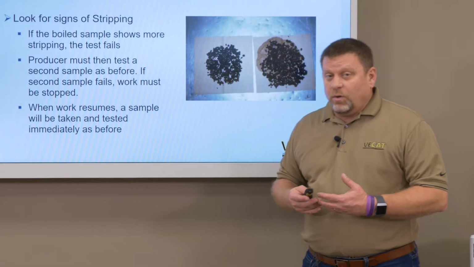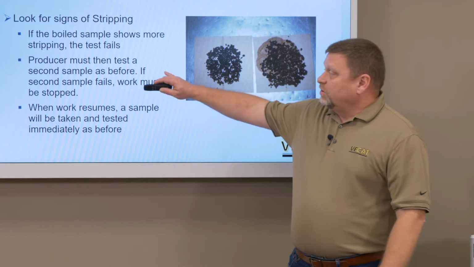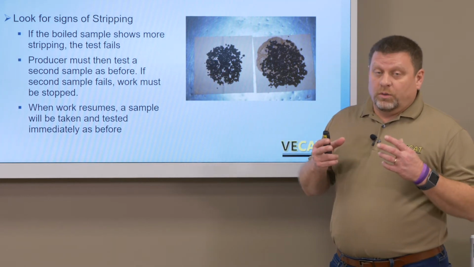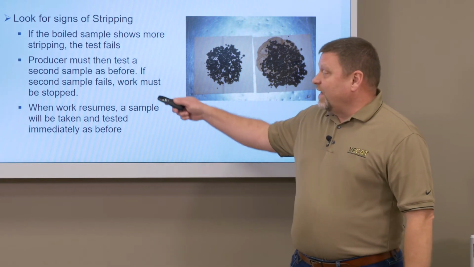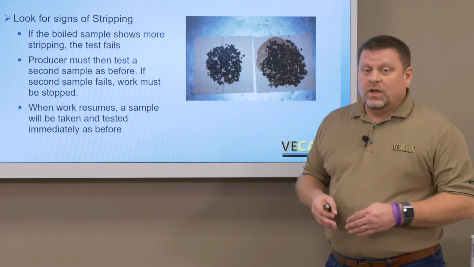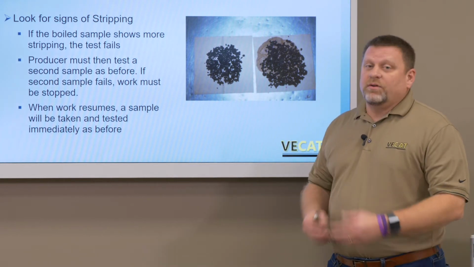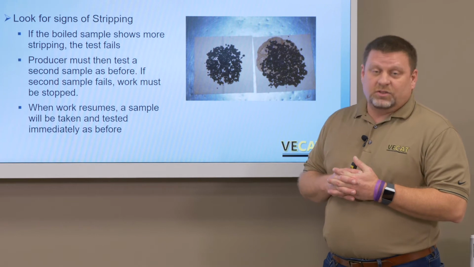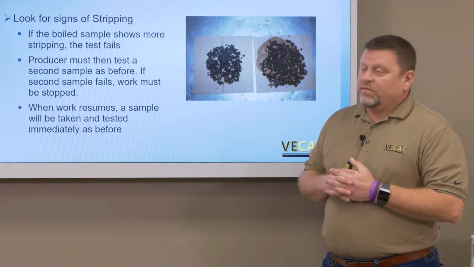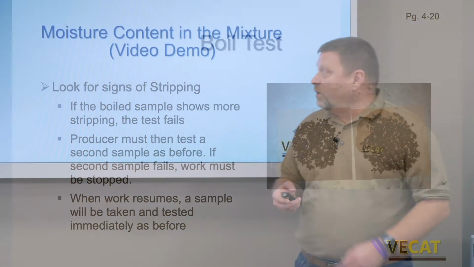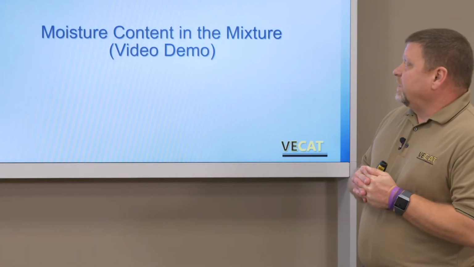If you do have a failing boil test, it is in the specification that you should run a second sample, just as you did before, to confirm your boil test results. All right, and if that second sample fails the boil test, you're to stop production. You need to go to your plant and say, we are having a problem. We got to check our anti-strip. We got to check what's going on, but we're having problems with stripping. And work can't be resumed until you can figure out what you need to do to improve possible stripping of your materials. Now let's go real quickly through the moisture content in the mixture.